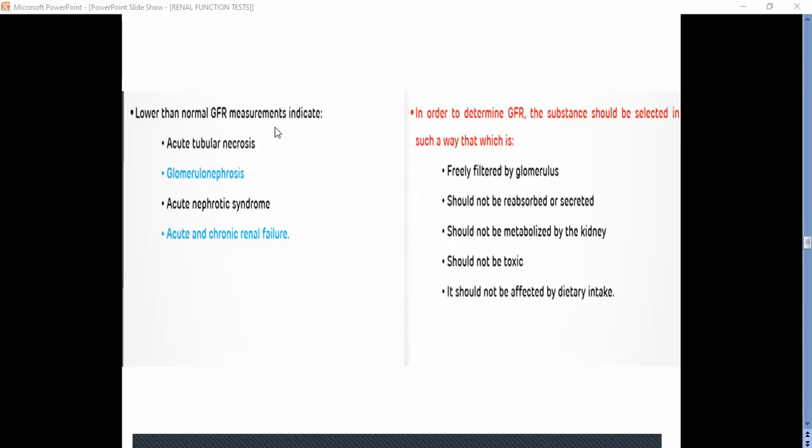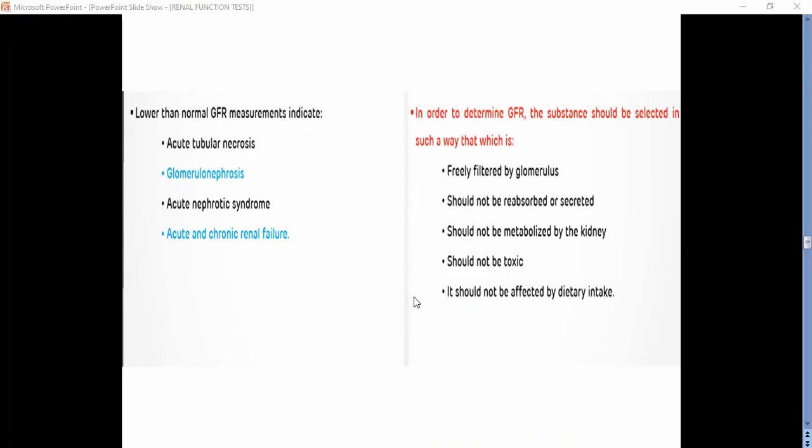Lower than normal GFR measurements indicate acute tubular necrosis, glomerulonephritis, acute nephrotic syndrome, and acute and chronic renal failure. All these are kidney diseases and conditions where damage occurs. In order to determine GFR, the substance should be selected carefully, for example a compound injected intravenously, which should be completely cleared out by the kidney.